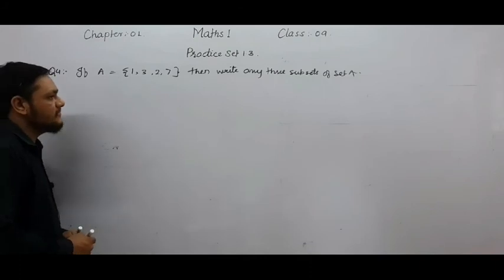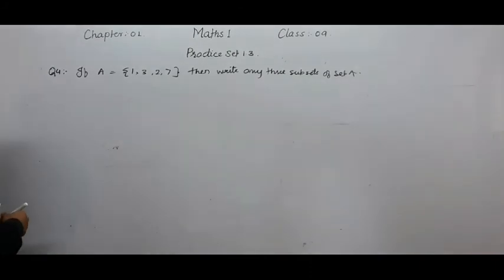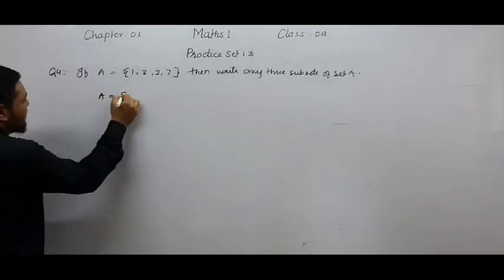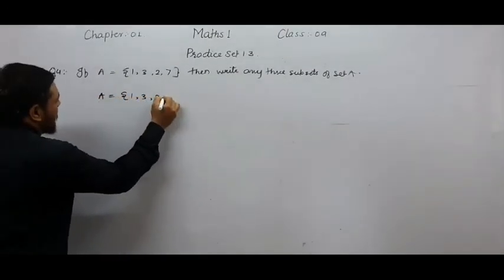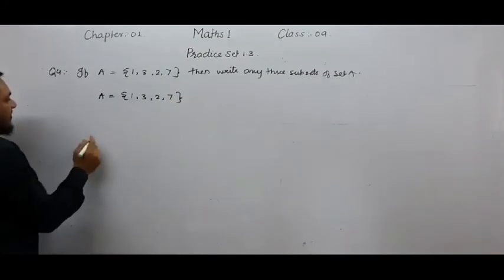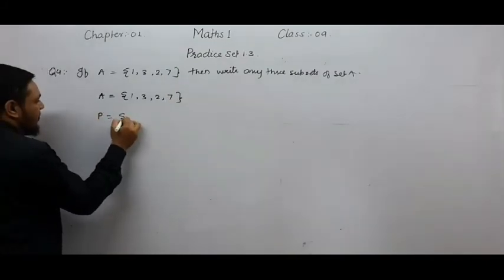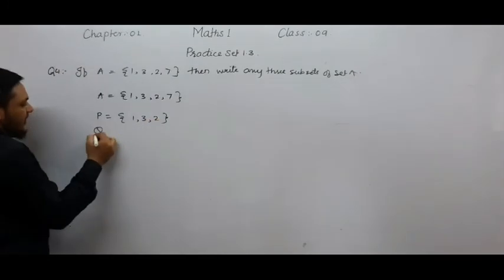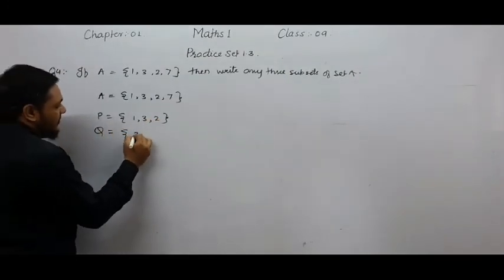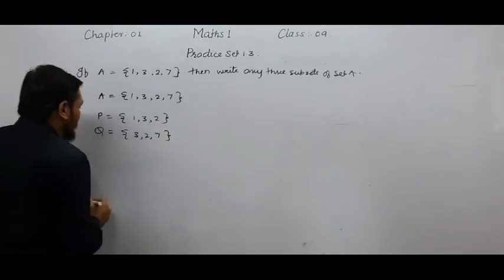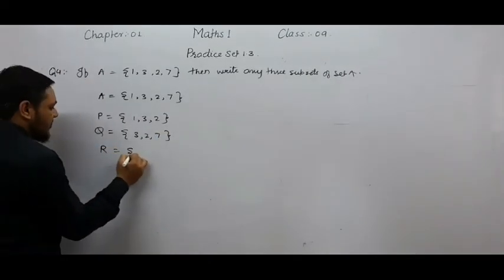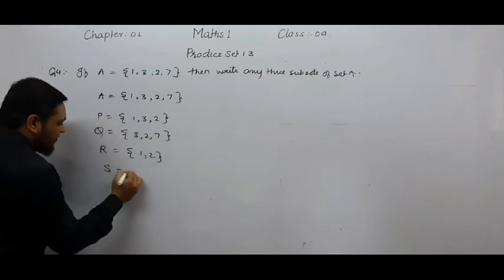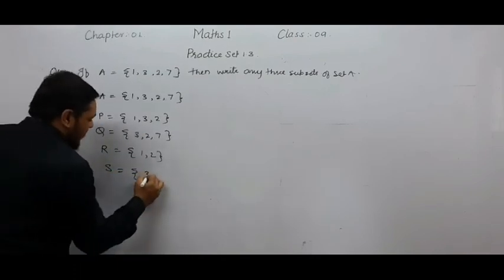Students, now the next question is: if A is equal to {1, 3, 2, 7}, write any three subsets of set A. You can write many subsets of set A. Here set A contains the elements 1, 3, 2, 7. Let us take a subset of A as P, which will contain the elements 1, 3, 2. We can also take a set Q, which will contain the elements 3, 2, 7. We can also write set R, which contains the elements 1, 2, or set S, which contains the elements 3, 2.